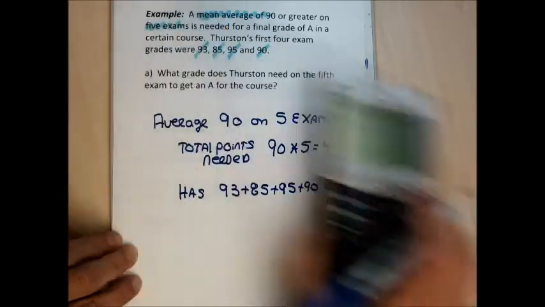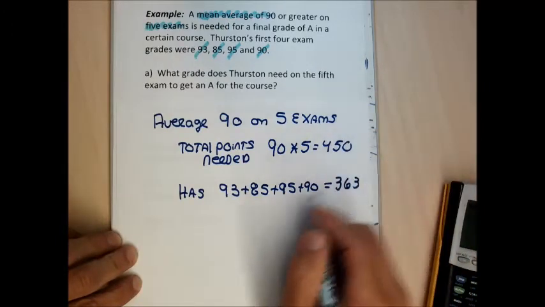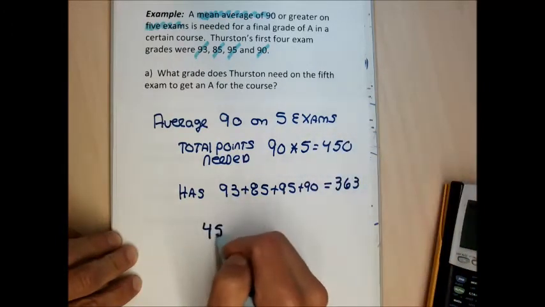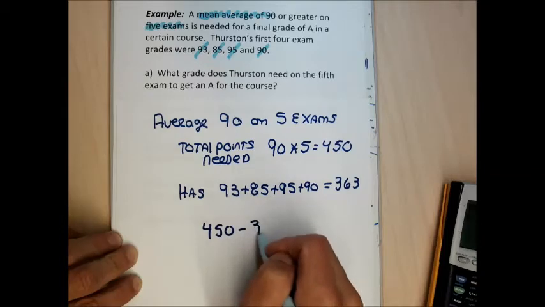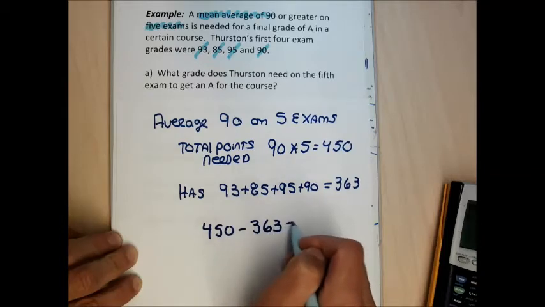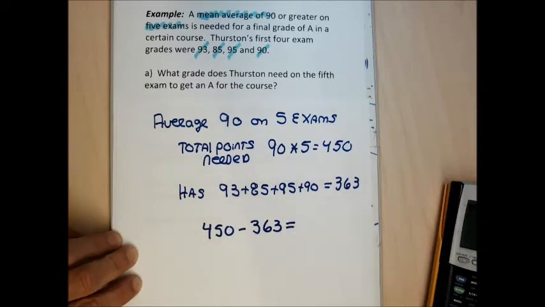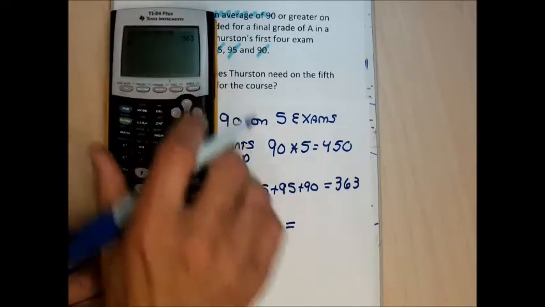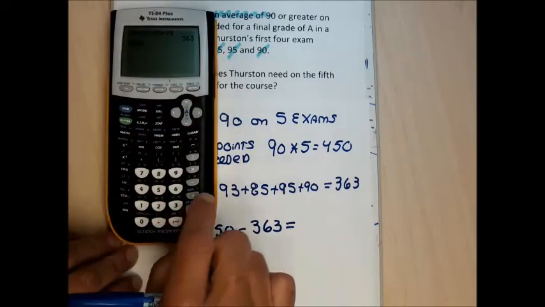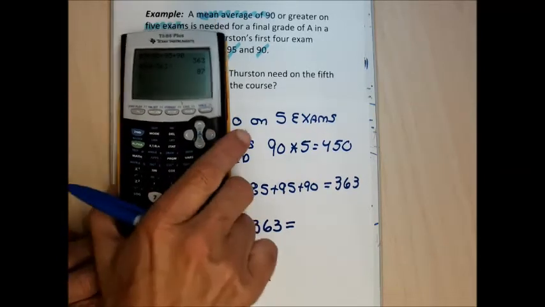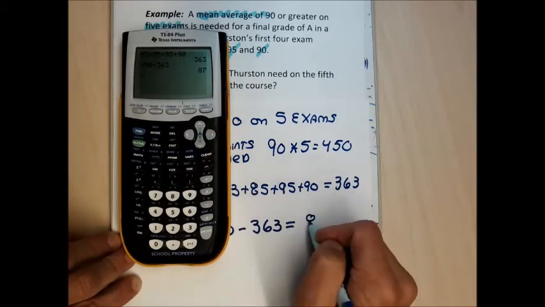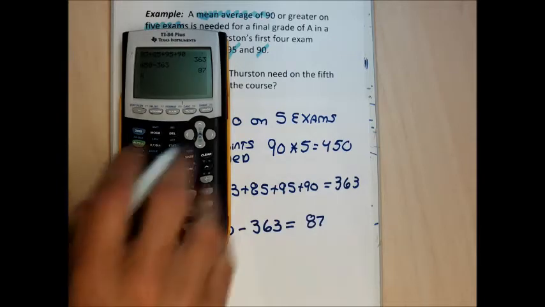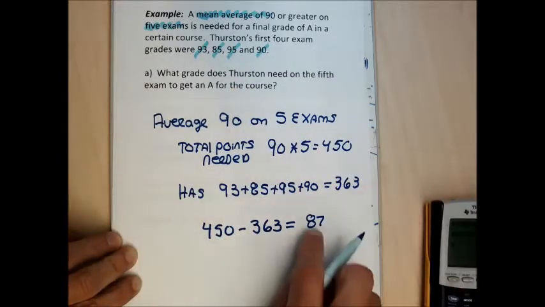The difference between the total number of points he needs, 450, and the total number of points he has, 363, that's what he's going to need to get on that 5th test to get an average of an A. So the difference between 450 and 363 is 87 points. That's going to be what Thurston's going to need to get on the 5th exam to get an A.